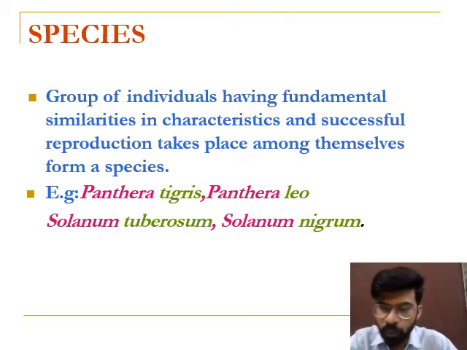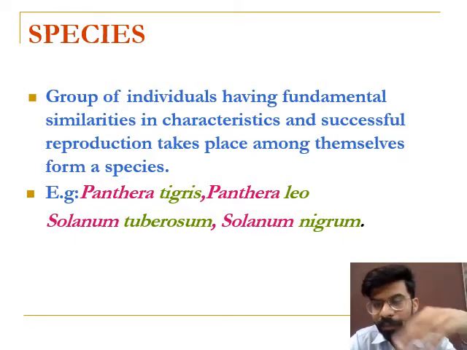Now we start from the bottom of the taxonomic hierarchy: species. What is species? A species is an individual, an organism, or a group of organisms having fundamental similarity in its characteristics. Means a group of organisms which can interbreed. You can also define species as a group of organisms which can interbreed. It is termed a species.